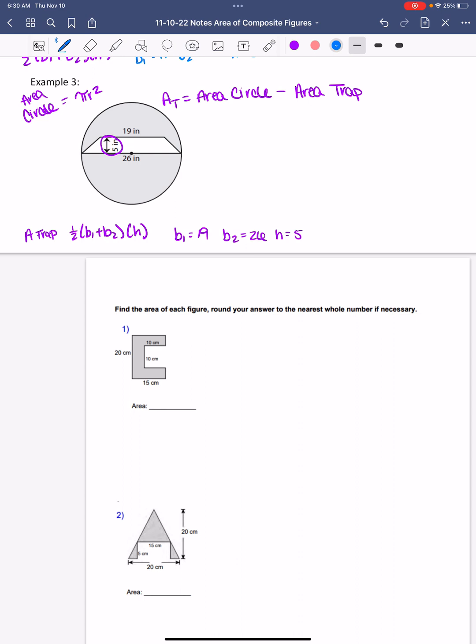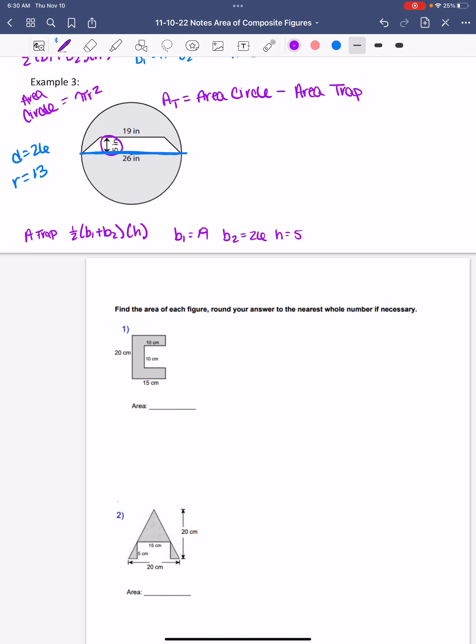So this number right here, 26, is going to be our diameter. So that goes across the entire circle. So what you're going to do is get half of 26 to figure out what my radius is, and that's going to be 13. So make sure you're writing diameter is 26 and radius is going to be the 13.